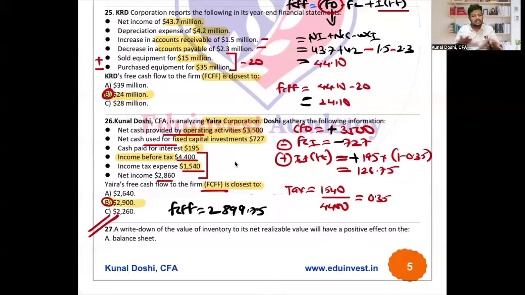Understood? If this is strong, the rest is all a cakewalk. Got it? You should spend more time here to make your foundation strong. Clear? Everyone till this point?